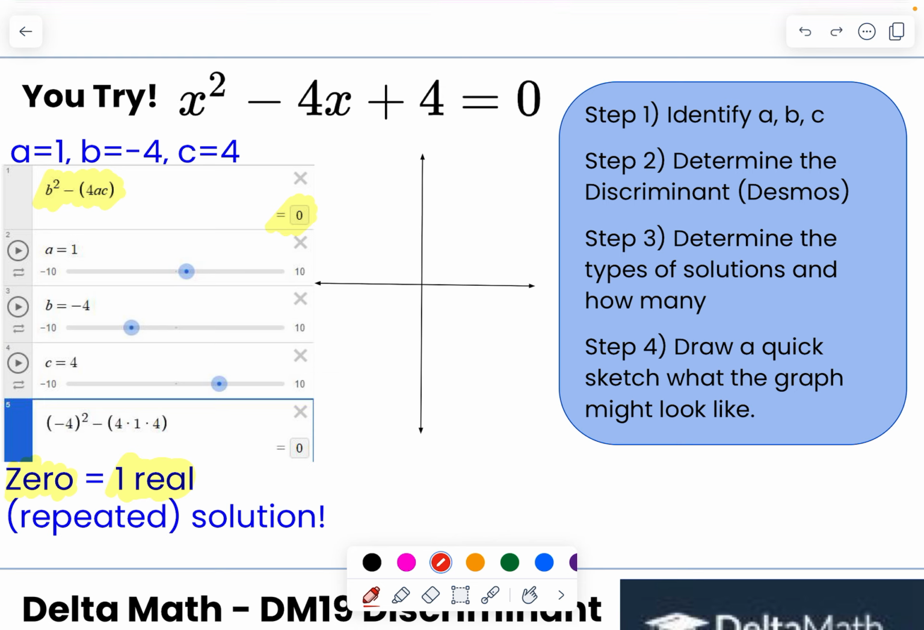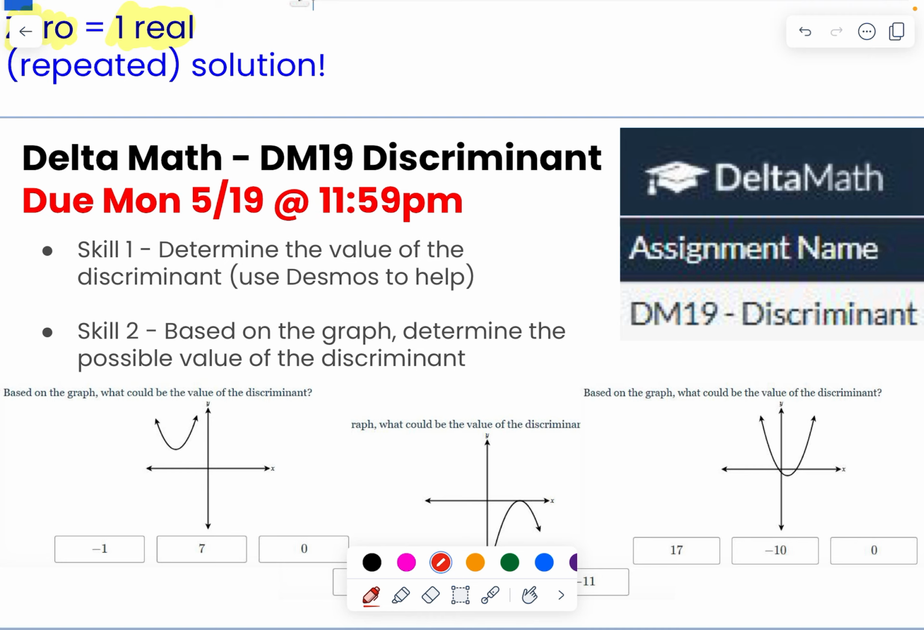Okay, you're ready to go on your mission. So your mission is going to be Delta Math 19. You have 2 skills you need to practice to make sure you've mastered it. Skill number 1 is exactly what we were just doing, using the value of the discriminant, figuring out that number, right? If it's positive, negative, or 0. Use Desmos to help you, okay? The tools are there for us.